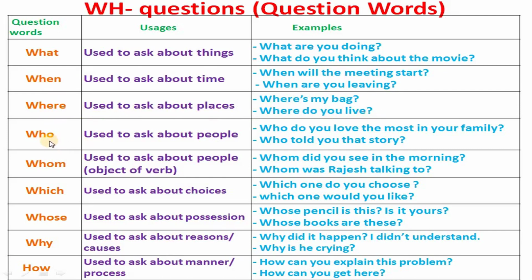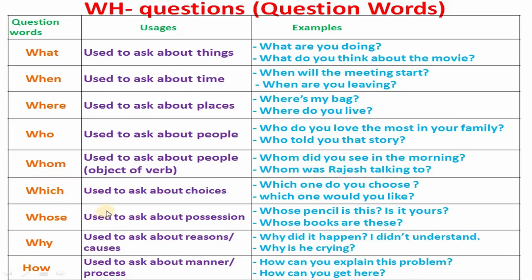And next one is who. It is used to ask about people. Who do you love the most in your family? Who told you that story? Like that, you need to frame the question by using who. Whom. Used to ask about people or the object of a verb. Whom did you see in the morning? Whom was Rajesh talking to? So these are the examples for whom.